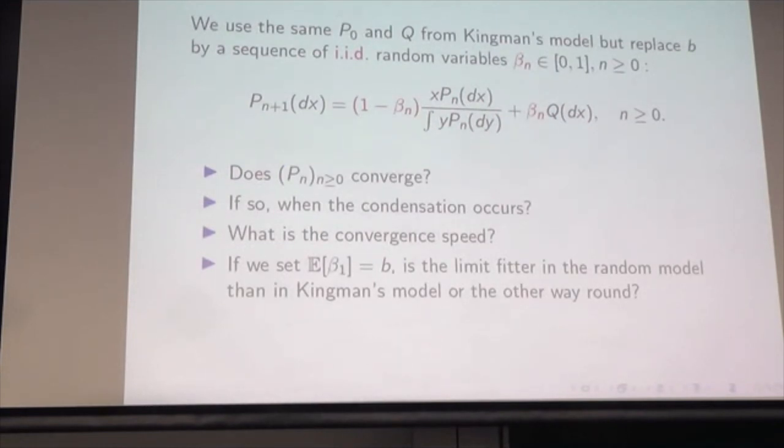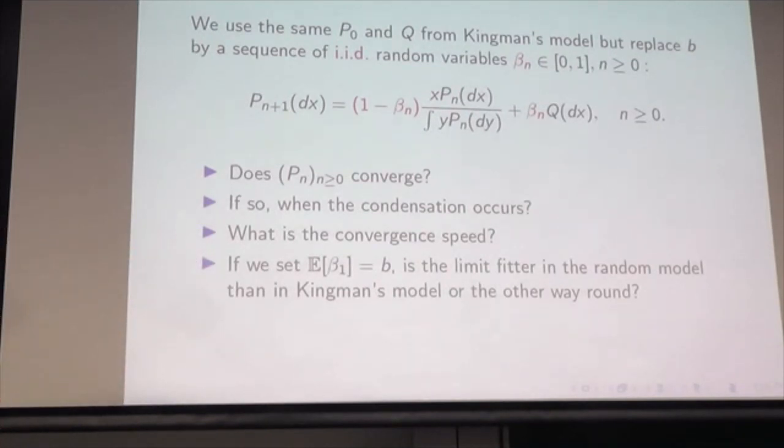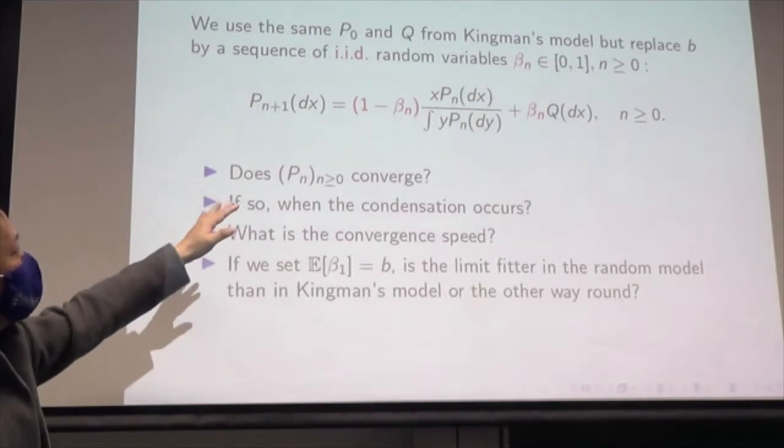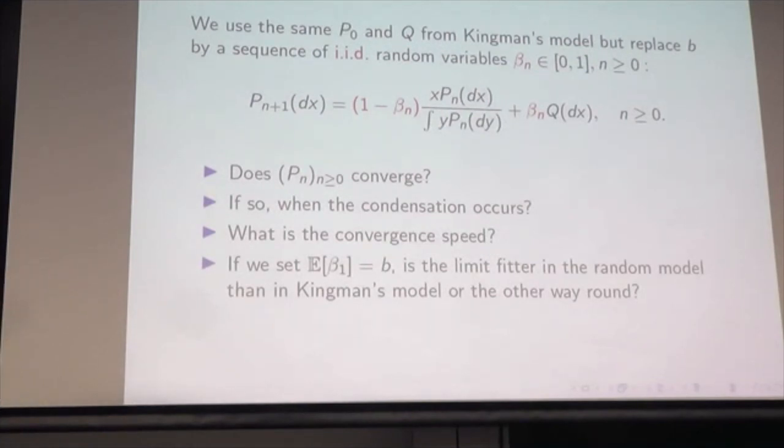And I extended it by making the mutation probabilities B random. I replace them by an i.i.d. sequence of random variables, beta n. So for different generations, they have different mutation probabilities. Before, it's B all the time. Now I make it random, a little bit more complicated. It's kind of Kingman's model in a random environment. The environment makes the probabilities random.